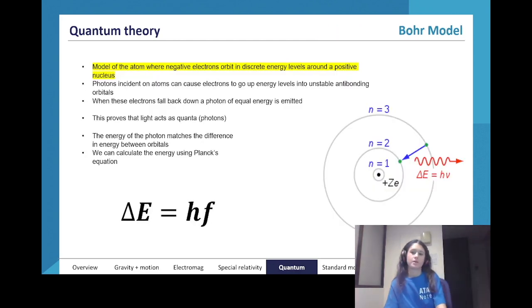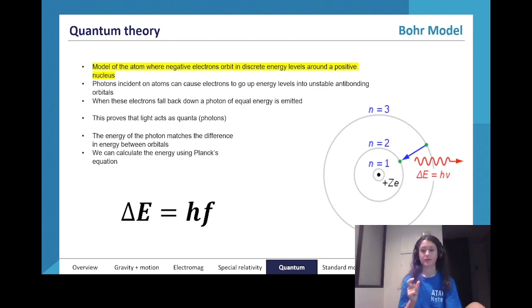Okay, now we are getting onto the Bohr model. The Bohr model of the atom is probably the one that you guys are most familiar with. It's a model of the atom where negative electrons orbit in discrete energy levels around a positively charged nucleus. We have the protons and the neutrons in the nucleus, and then the electrons orbiting around. An important feature of the Bohr model is that the electrons can only exist in discrete energy states.